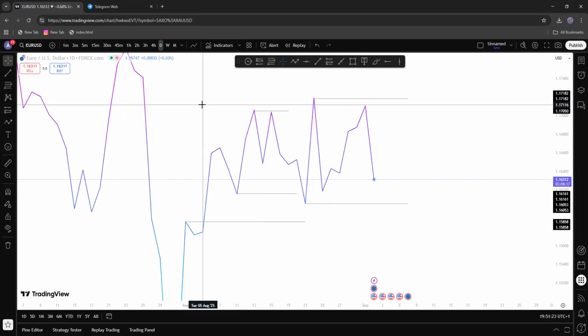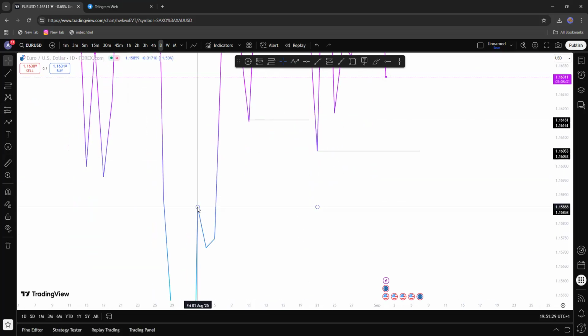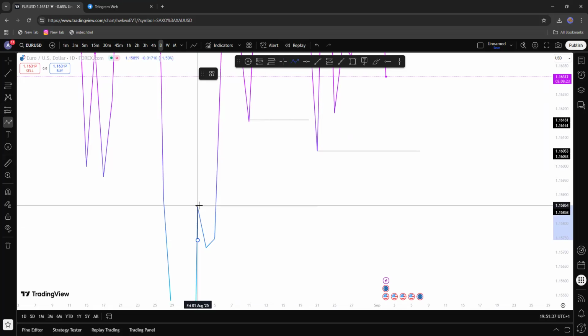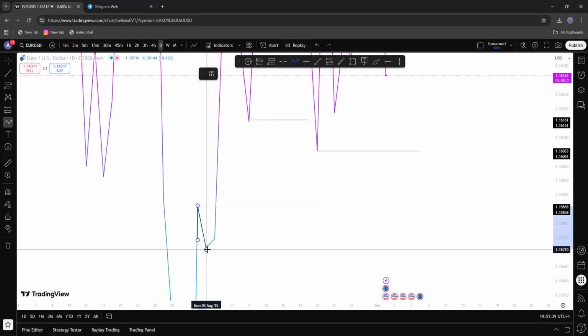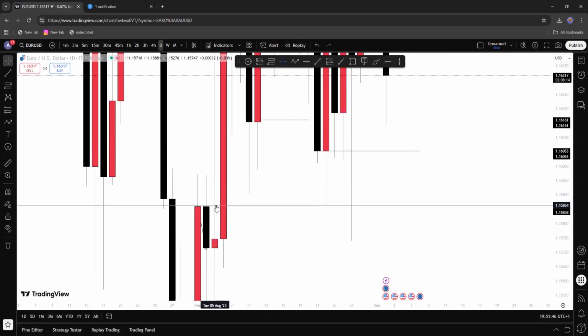If I check the line chart now, what can you see? You can see this is a what? This is an A-shaped key level. This was an A-shaped key level because of this here and here. A shape. And what did I say? A shapes are used for selling. But now what happened? Price tapped here and sold down.